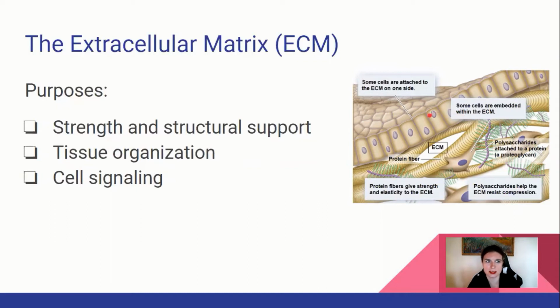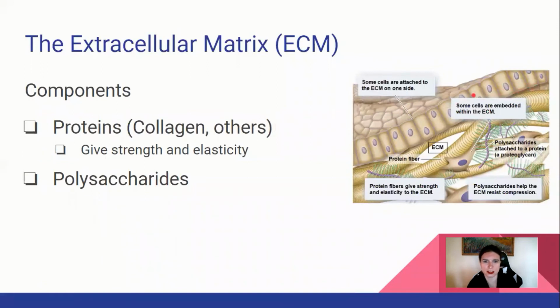If we look at these components a little more closely, we can see that some of our proteins, like collagen and other proteins, are going to give elasticity to a tissue, so the ability to stretch them, as well as strength. So here in yellow, we would see a collagen fiber. We'll also have polysaccharides, so some sugars attached to these proteins that let the extracellular matrix hold water and resist compression. So if you press on the extracellular matrix, it'll only squish in a certain amount. And that's partially due to these polysaccharides in the matrix.